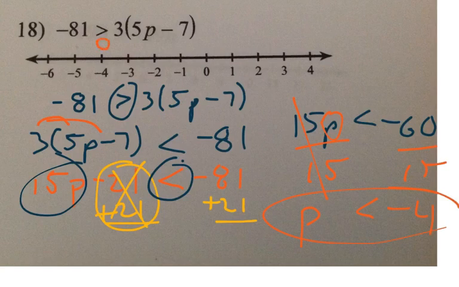Open circle at negative 4. It's not equal to, but it is less than, so I go to the left. Again, to the left is less than. To the right is greater than.